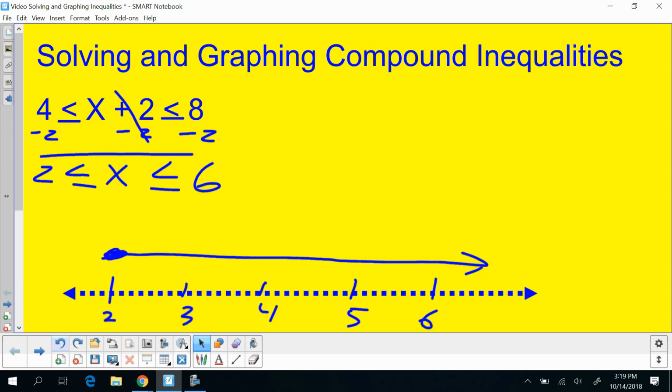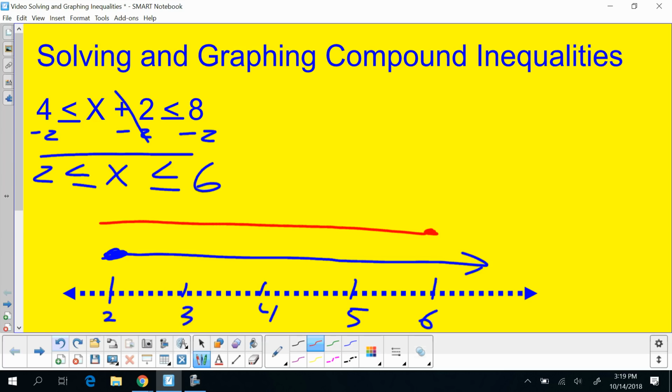The second part of the compound inequality is x is less than or equal to 6. Well, 6 is less than or equal to 6, so it's a solid circle with an arrow to the left. Now, the final solution, since it is and, whenever you see the term in the middle, it implies and. Both have to be true. X plus 2 is greater than or equal to 4. X plus 2 is less than or equal to 8.